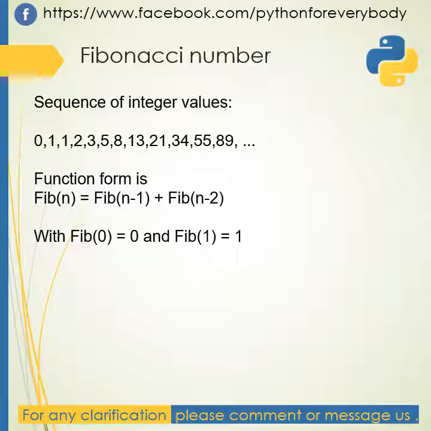It is a sequence of integer values: 0, 1, 1, 2, 3, 5, 8. What is important in this sequence? Each number is the sum of the previous two numbers, like 13 is the sum of 5 and 8. In function form, you can write Fibonacci(n) = Fibonacci(n-1) + Fibonacci(n-2), where the base conditions are Fibonacci(0) = 0 and Fibonacci(1) = 1.